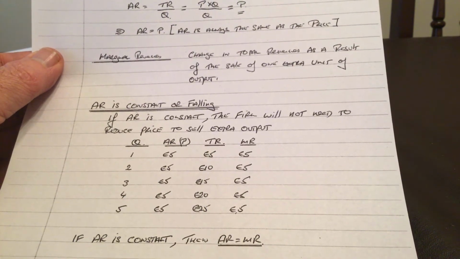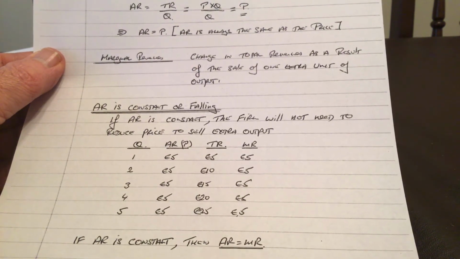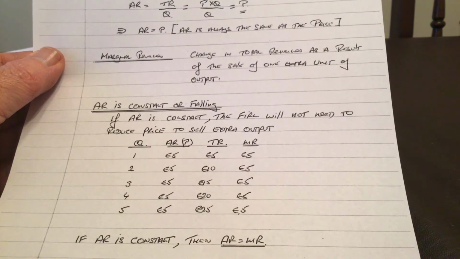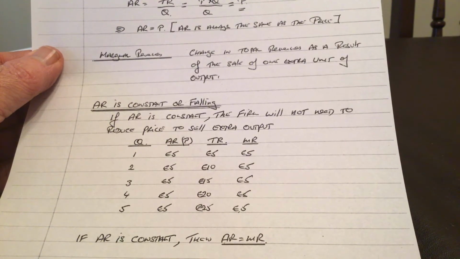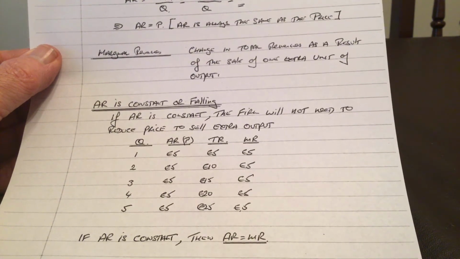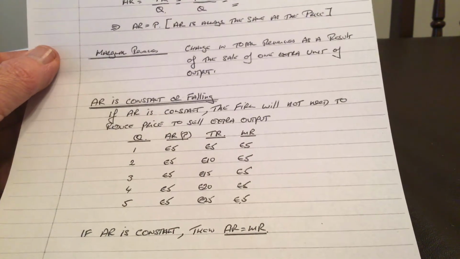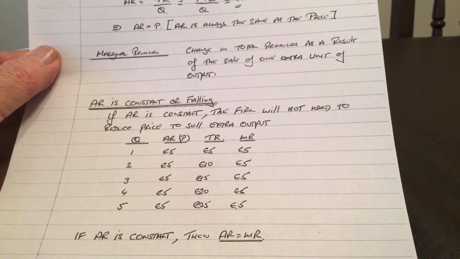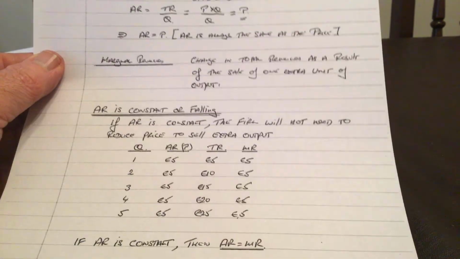So if I sell none, my total revenue is 0. If I sell one, my total revenue is 5. Therefore, my marginal revenue is 5. If I sell 2, my total revenue is 10. If I sell 1, my total revenue is 5. So therefore, my marginal revenue is 5. So marginal revenue is the extra revenue earned as a result of the sale of an extra unit of output. If AR is constant, which is here, then AR is equal to MR. That's an important point. You need to highlight that, please.